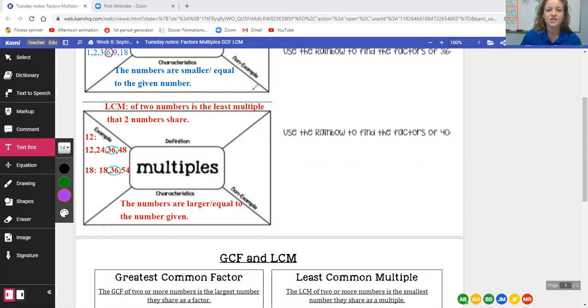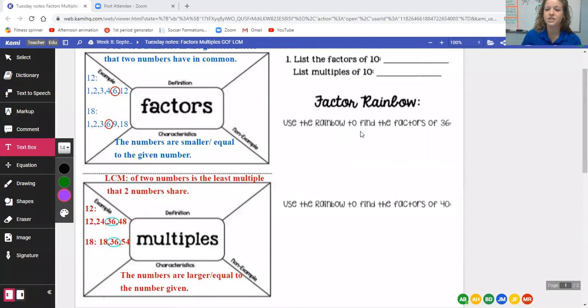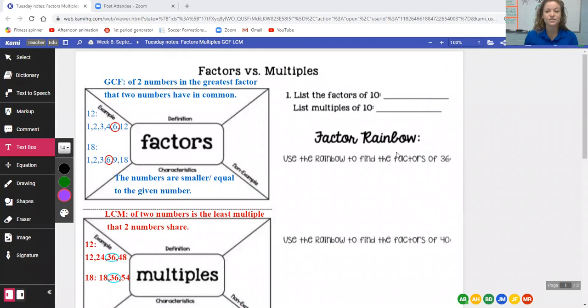All right, so we're going to look at how to find factors using a factor rainbow. So first, when we're talking about factors of 10, we know that the factors are going to be our smaller numbers. So if I were to do a factor tree or a factor rainbow, both of them are kind of the same thing. 1 times what equals 10? 10, good job. And then we'd move to the next number, so we would connect those two.